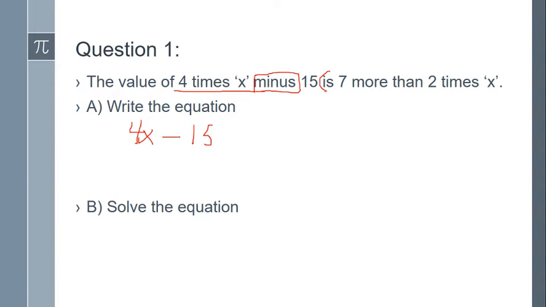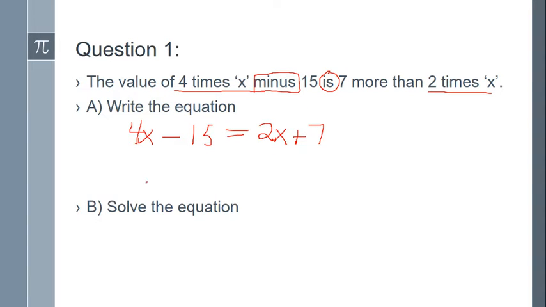Whenever you see the word is, that does mean equal, because it is 7 more than 2 times x. The way that I would typically write that is, if I had the quantity 2 times x right here, I would want 7 more than that, so add 7 to it. If you wrote 7 plus 2x, that would be the same thing as well. And so here I've written the value 4 times x minus 15 is 7 more than 2 times x.